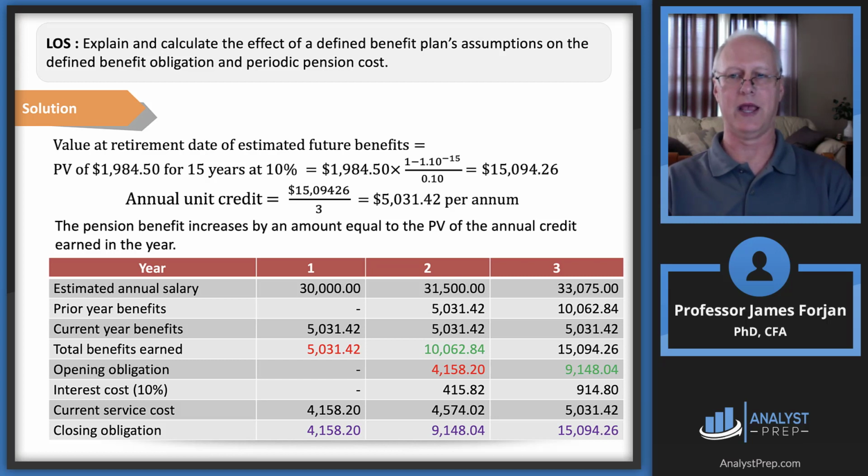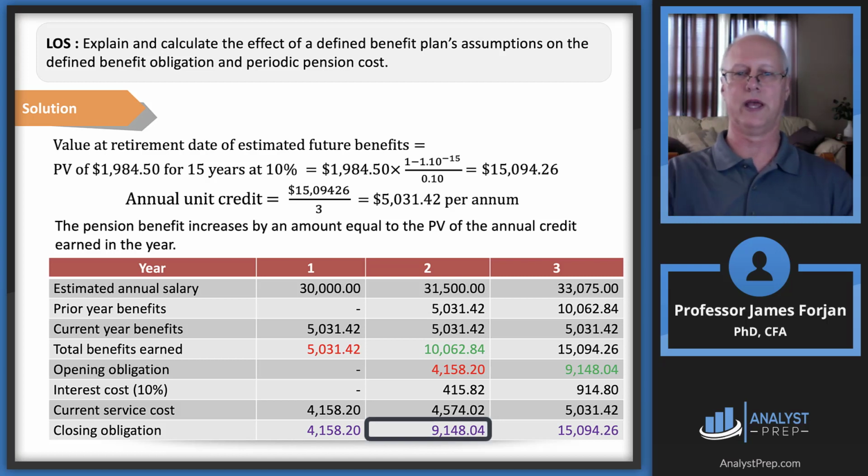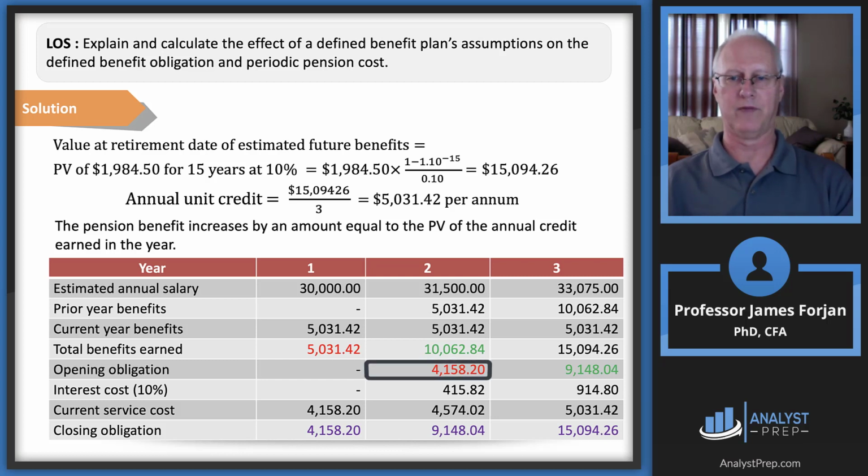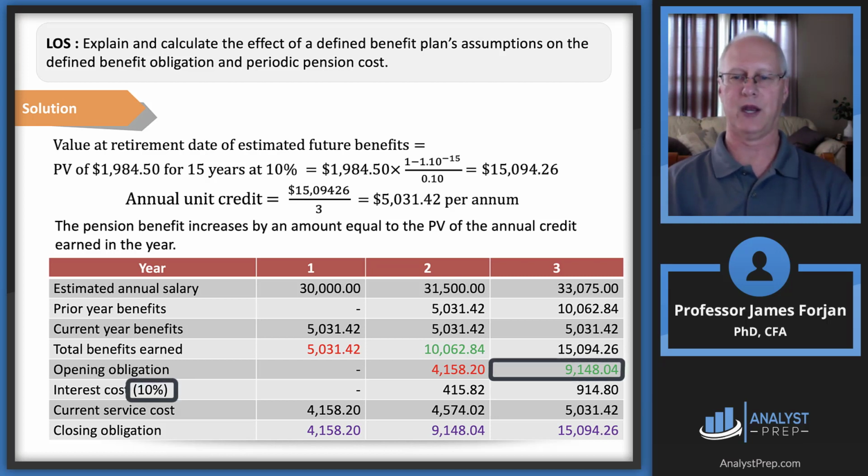All right, so you should be caught up. And then let's go ahead and put our 10,062.84, and then just do 1.1 divide. So that gives us our 9148. So there's the linkage between those two in the green. And then our opening obligation in red, 4158. Let's multiply that by 10% to get the 415. Let's take the green 9148, multiply that by 10%, and so we get the 914.